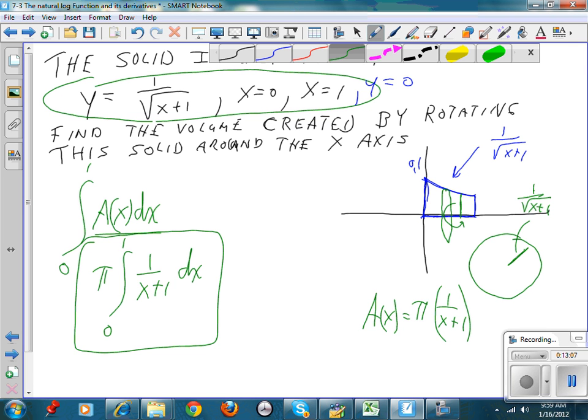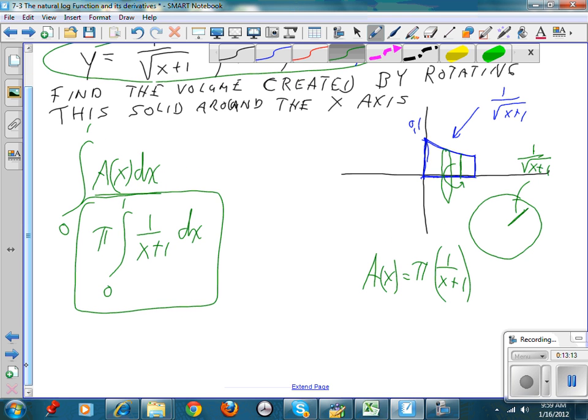Well, can we integrate that? It's an integration problem. You might guess we need a natural log because it's in this section, and you'd be correct. In this case, you could do substitution, but I'm just going to give you an answer here. It's the natural log of x plus 1, times pi, from 0 to 1.